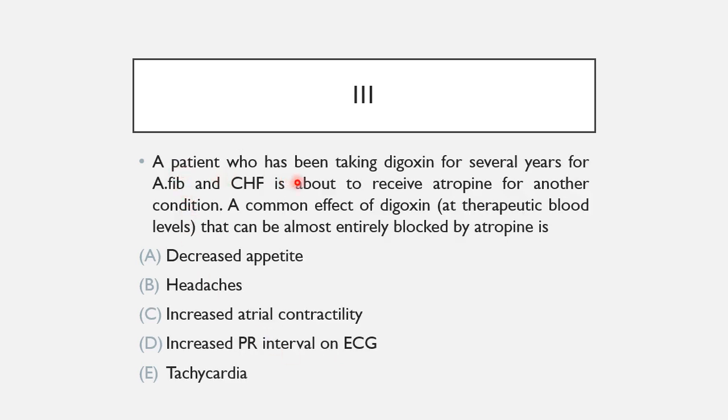A patient who has been taking digoxin for several years for atrial fibrillation and chronic heart failure is about to receive atropine for another condition. A common effect of digoxin at therapeutic blood levels that can be almost entirely blocked by atropine is decreased appetite, means anorexia, headaches, increased atrial contractility, increased PR interval on ECG, or tachycardia.